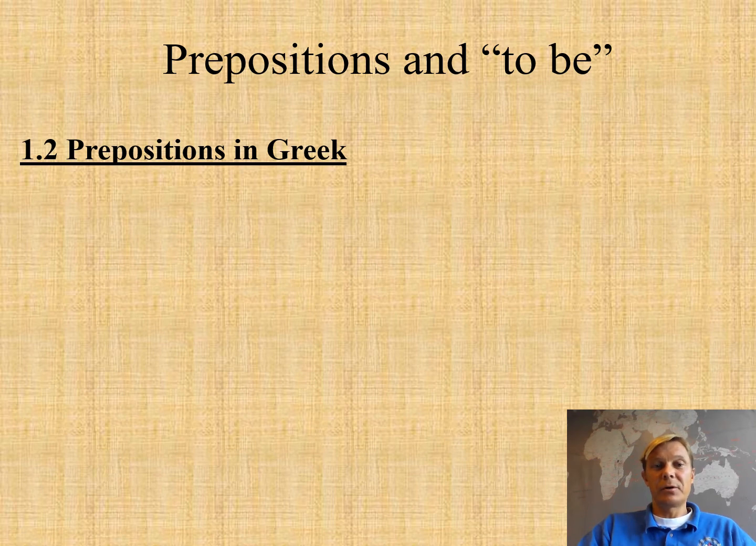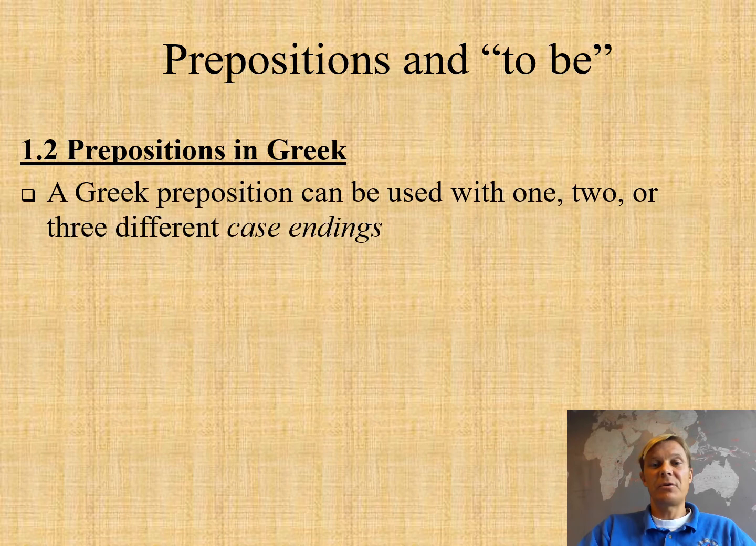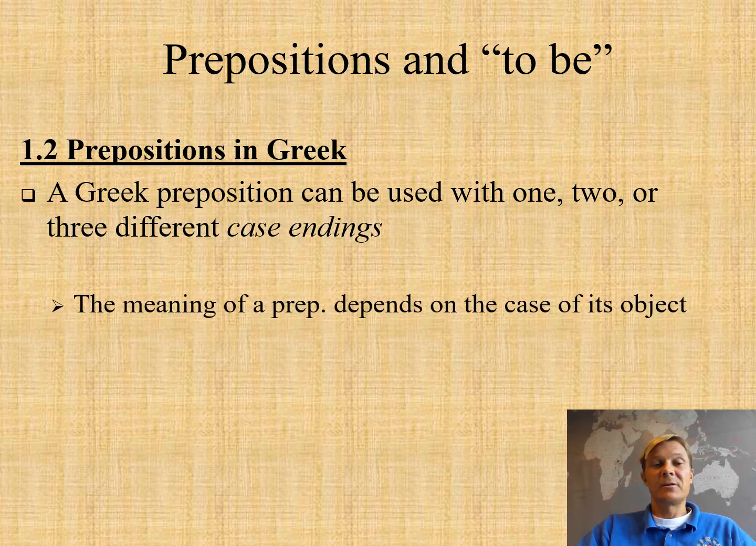So as I alluded to earlier, Greek prepositions can actually be quite complicated. The basic ideas are not difficult because they tend to function in a very similar way to the English prepositions. However, a Greek preposition can be used with 1, 2, or 3 different case endings, for example, with the accusative or dative or genitive. So let's take some examples so that you can see what I mean. And to remind you again, the meaning of the preposition depends on the case of its object.